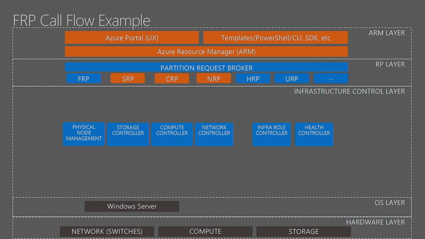Now let's take a look at an example. Imagine you're using our UX and you want to retrieve infrastructure virtual machines. So how does that look? FRP calls down into what we call the compute controller, and the compute controller calls into the OS layer and interacts with Windows Server, and particularly either with failover clustering or Hyper-V, to return you the list of infrastructure virtual machines.